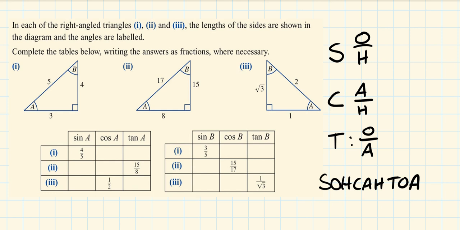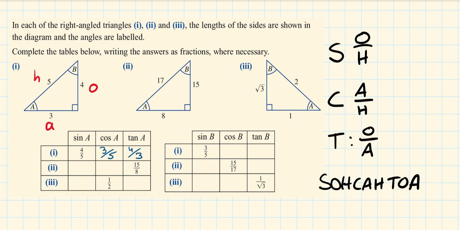So sine A, let's first label them as opposite, adjacent, hypotenuse for A. And let's do this. So sine A, we have 4 over 5, opposite over our hypotenuse. Cosine of A then, we have got the adjacent over the hypotenuse, so that will be 3 over 5, and the tangent of A will be 4 over 3.